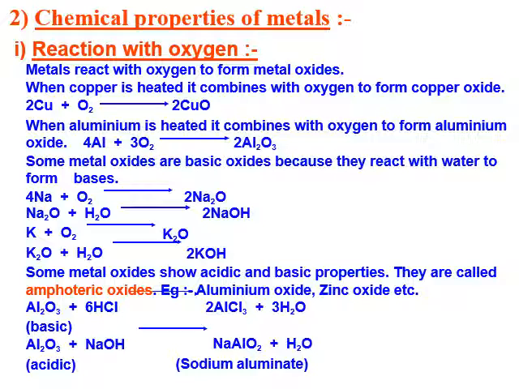Some metal oxides show both acidic and basic properties. They are called amphoteric oxides. For example, aluminium oxide and zinc oxide are amphoteric oxides. They show both acidic and basic properties. We can see the reaction. Aluminium oxide, Al2O3, when reacting with acid, HCl, gives aluminium chloride plus water. In this, aluminium oxide acts as a basic oxide. Again, when aluminium oxide, Al2O3, combines with base, NaOH, sodium hydroxide, it gives sodium aluminate plus water. In this case, it reacts with a base and acts as an acidic oxide.